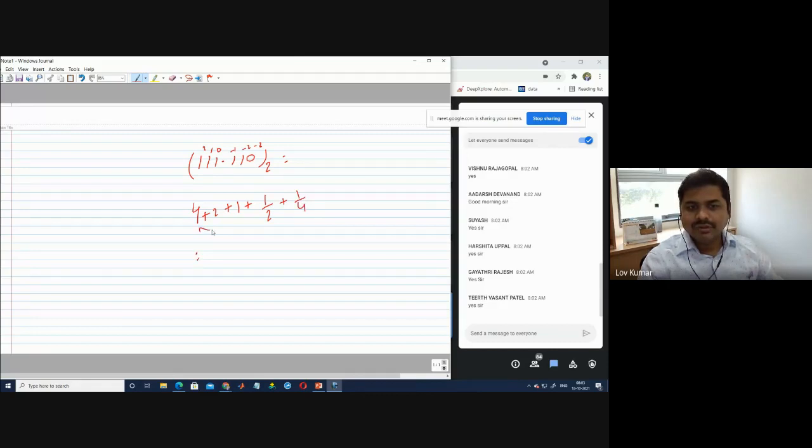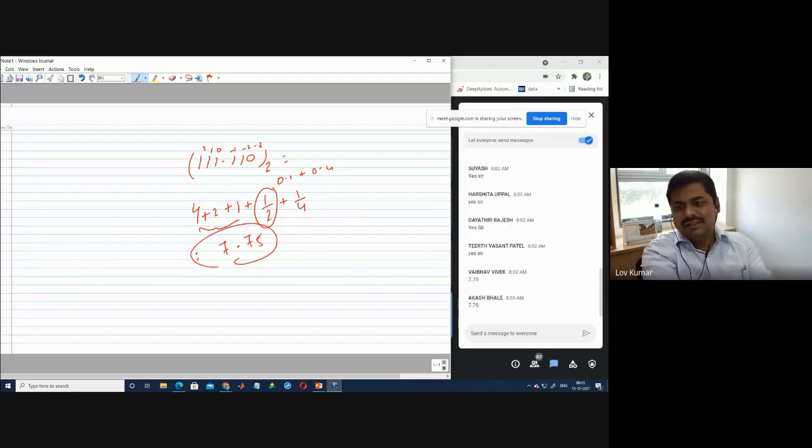What is the value it will come? 4 plus 2 plus 1, 7. Point. What is the value of 1 by 2? 0.5 plus 0.25. So 7.75. Okay. Clear? So anyone, any doubt in this concept? How we are going to convert any base to a decimal number?